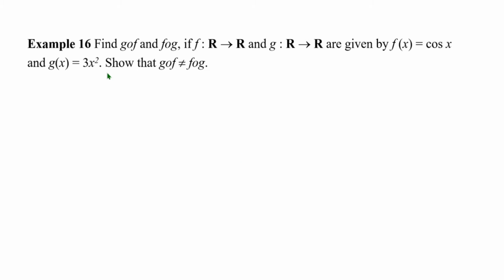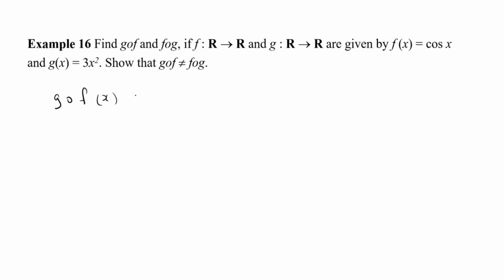Next question, find g of f and f of g if f from the set R of real numbers to the set R of real numbers and g from the set R of real numbers to the set R of real numbers are given by f of x is equal to cos x and g of x is equal to 3x square. Show that g of f not equal to f of g. So we are asked to find g of f and f of g.